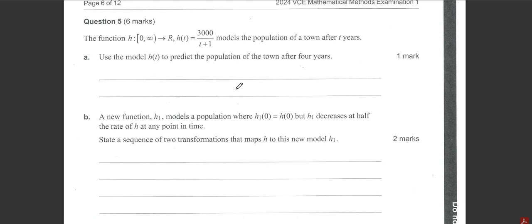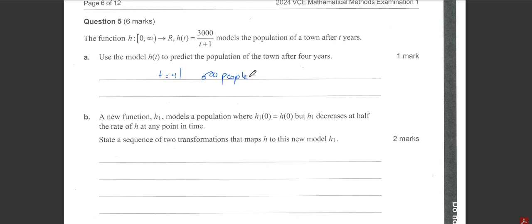All right, function h of t is equal to 3,000 over t plus 1 models the population after t years. Use the model h of t to predict the population of the town after 4 years. All right, so t equals 4. 3,000 over 5 is going to be 600 people.